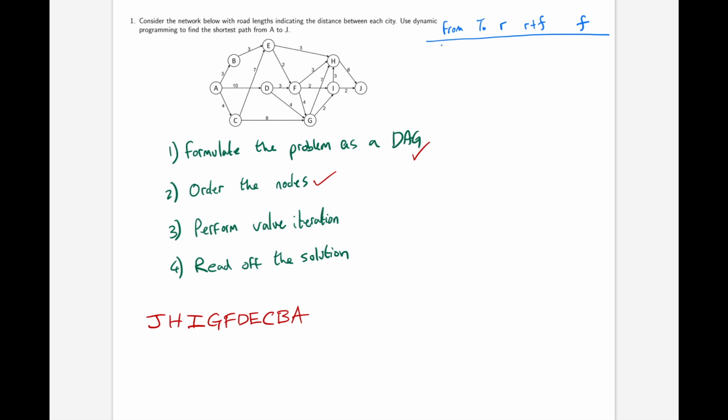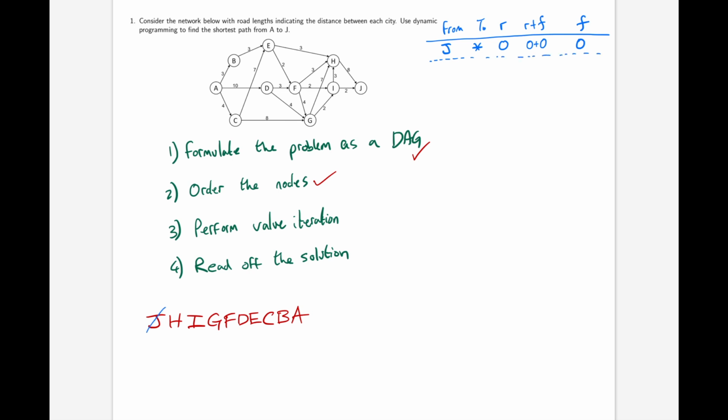So we'll first consider J. There is nowhere to go to, so say we go to some dummy node. The reward for doing that is 0 because it doesn't really exist. And so the value of J is 0. And we have considered J.